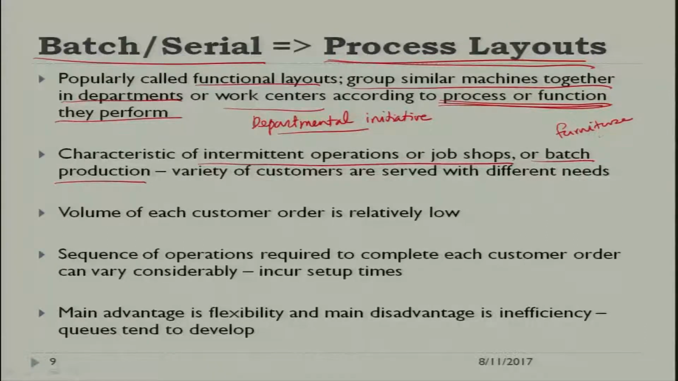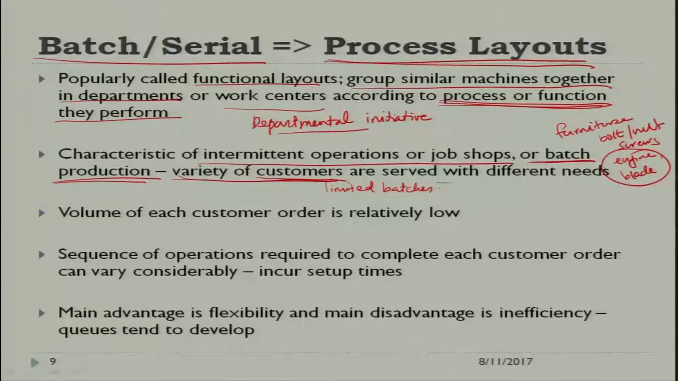You can think about bolts, nuts, screws, engine blades, or aircraft engine blades. All of these kinds of things are typically done as a part of a job shop, where you produce in small batches or limited batches. And why do you produce in limited batches? Typically the requirement of the customer varies, or you have a variety of customers. Your customers have diverse needs.